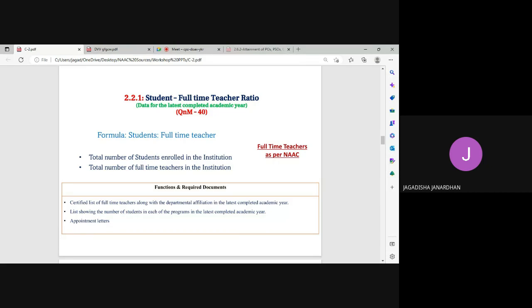Out of that 90%, for other streams, if they are teaching a minimum of 14 hours, they can be considered a full-time teacher. And for the science stream, they have to teach a minimum of 18 hours. Unless they teach 18 hours, they cannot be counted as a full-time teacher. If you have clarity on this, you can reduce the questions at the time of DVV.